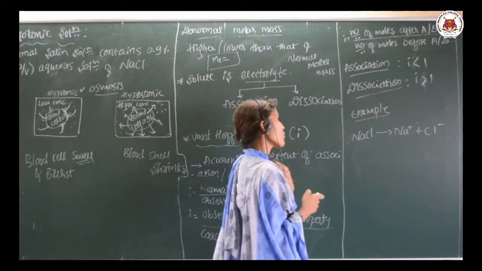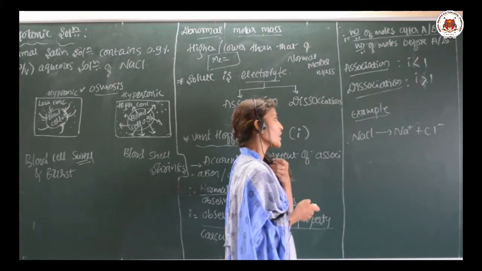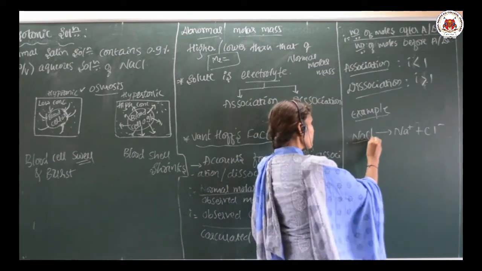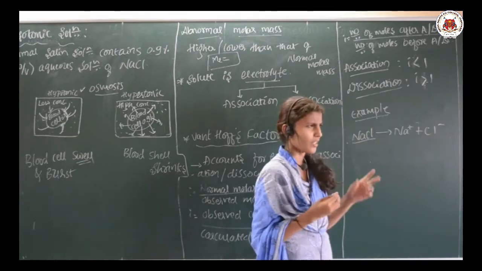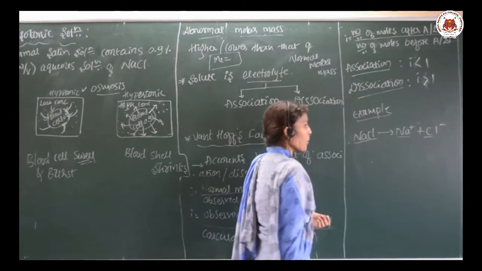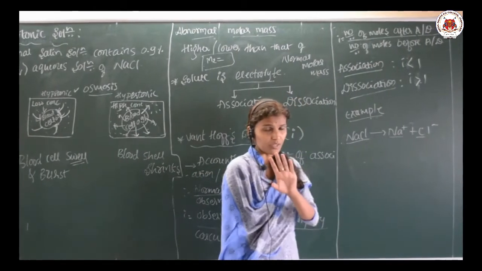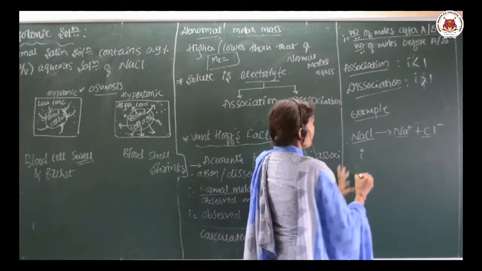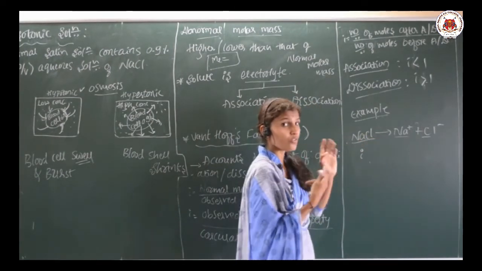Okay. So, let us go for one example of how i can be calculated. Let us take NaCl as an example. NaCl is going to dissociate into Na plus and Cl minus ions. I need to calculate the Van't Hoff factor. Which process is it? Dissociation.